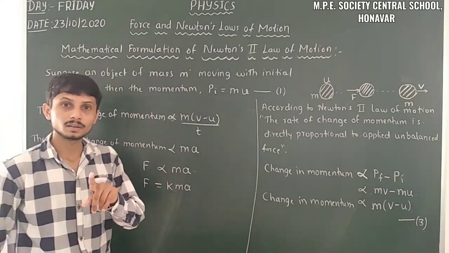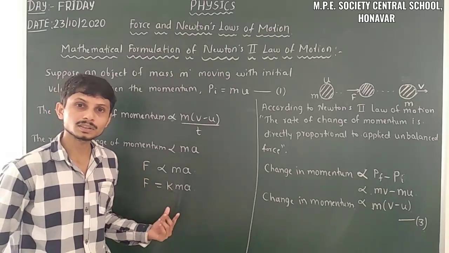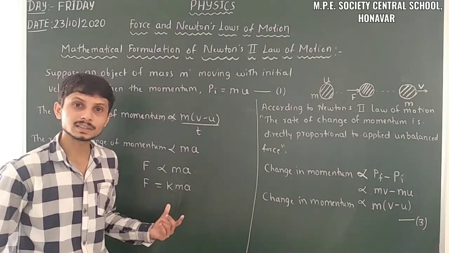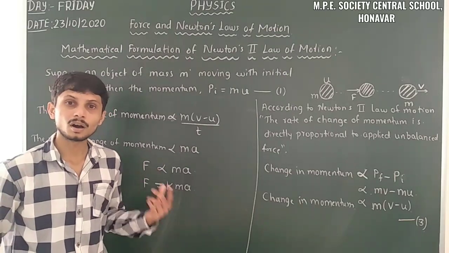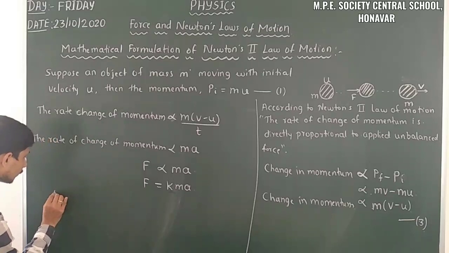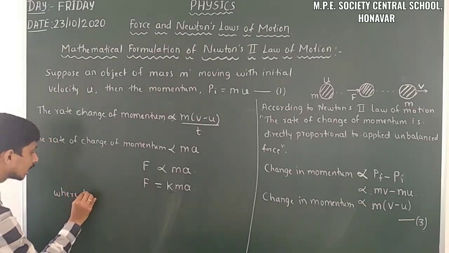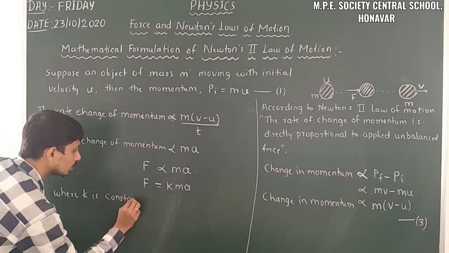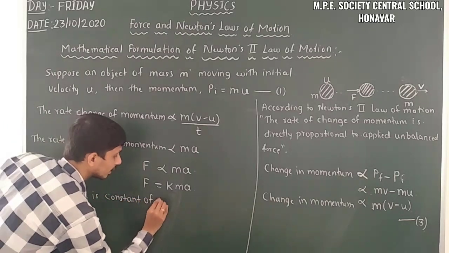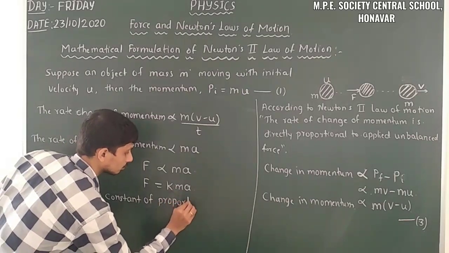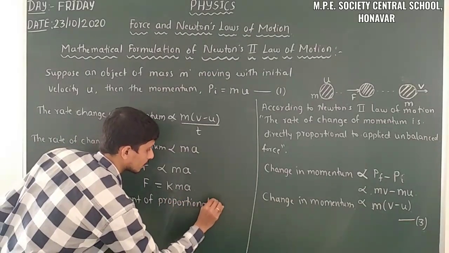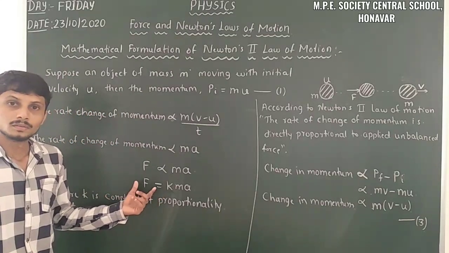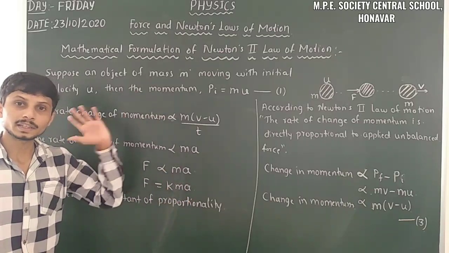Here K is the constant of proportionality. I told you that it is a multiple, so that multiple is the K here. Where K is the constant of proportionality. Yes. So this is the formula for Newton's second law of motion.